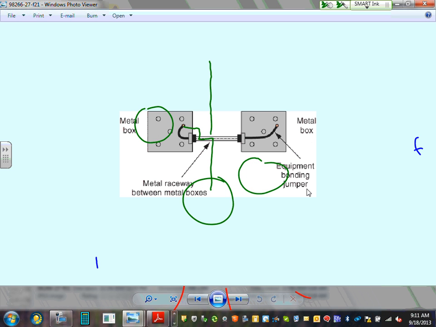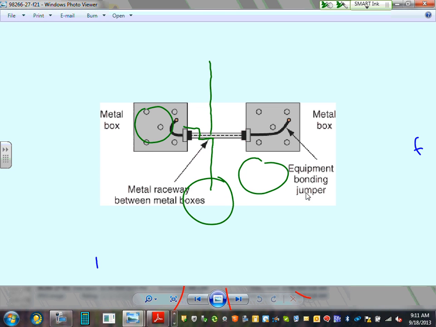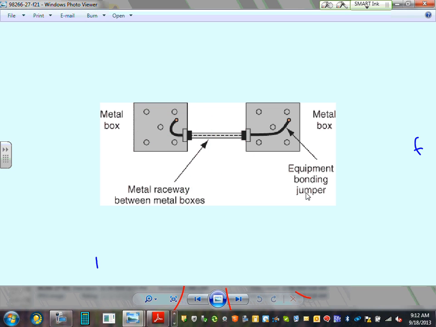Okay, metal raceways between metal boxes, equipment bonding jumper. So if you have to bond your metal boxes, guys, either with a raceway or with a conductor. In this case, you have these two pieces of equipment. If it's a metallic box, they will be bonded through the conduits. If they are non-metallic, then you are to provide an equipment grounding conductor or bonding conductor to tie the two together.